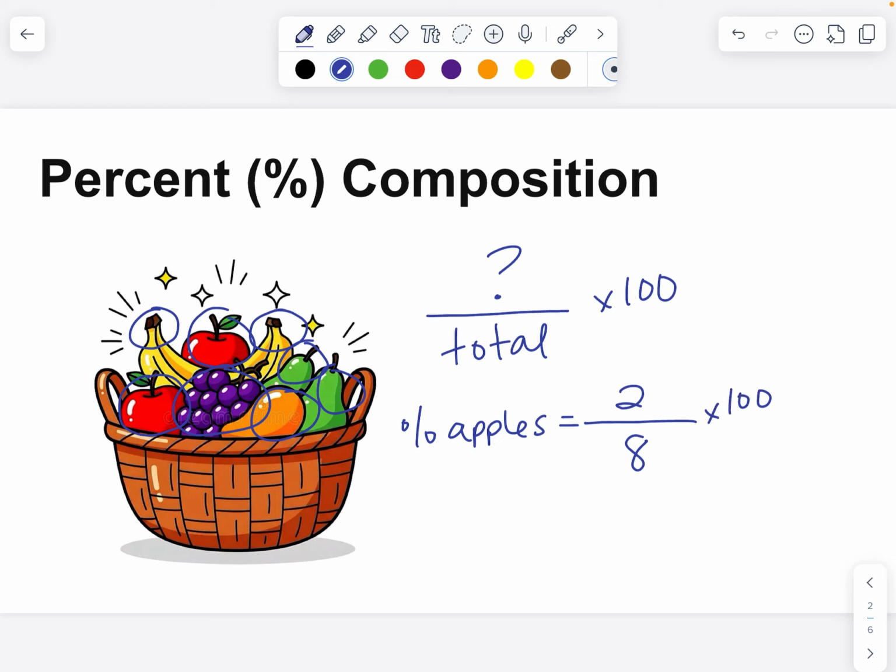If you want to go ahead and divide 2 divided by 8 and then multiply by 100, that's fine. Or you can just do it all at the same time. It does not matter. But your answer comes out to be 25%. So 25% of this basket is apples. So the key thing is we always have what we're looking for, which is our question mark here, and then we always divide it by the total.